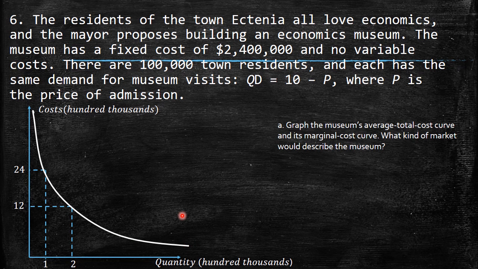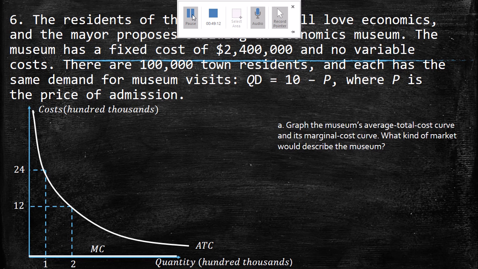And as you notice, because they don't have any variable cost, this is really close to a natural monopoly. Then the marginal cost is going to be 0, because it doesn't matter to provide another entrance. So this other curve, which is actually a straight line, is going to be the marginal cost, which is 0.